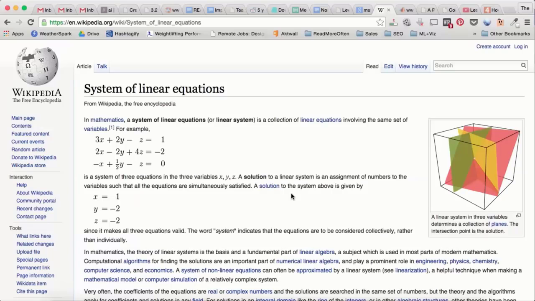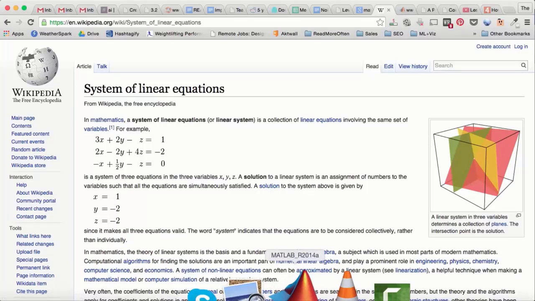So if you remember from linear algebra, a system of linear equations is when you have more than one variable and the same number of linear equations. So in this example I'm looking at right here, the variables are x, y, and z, and because there are three of them, I have three different equations. So one way of writing the problem is just writing the equations out explicitly like this, or you can write it out in matrix form.